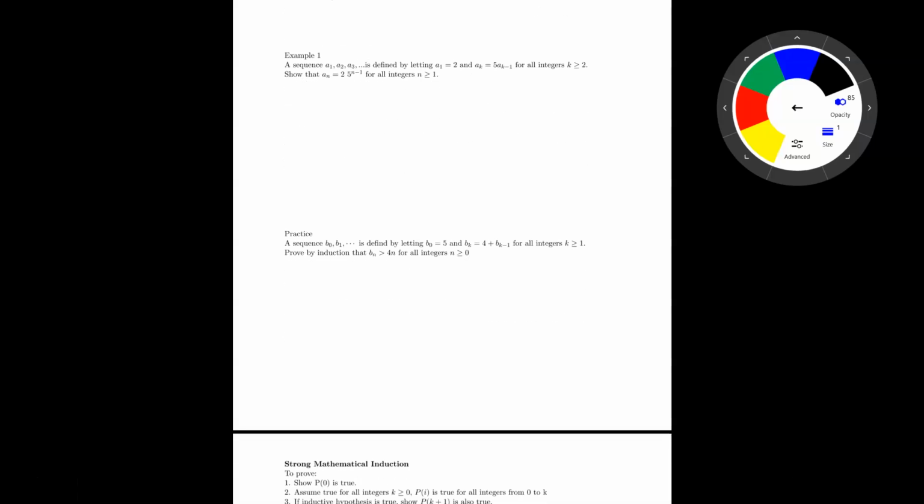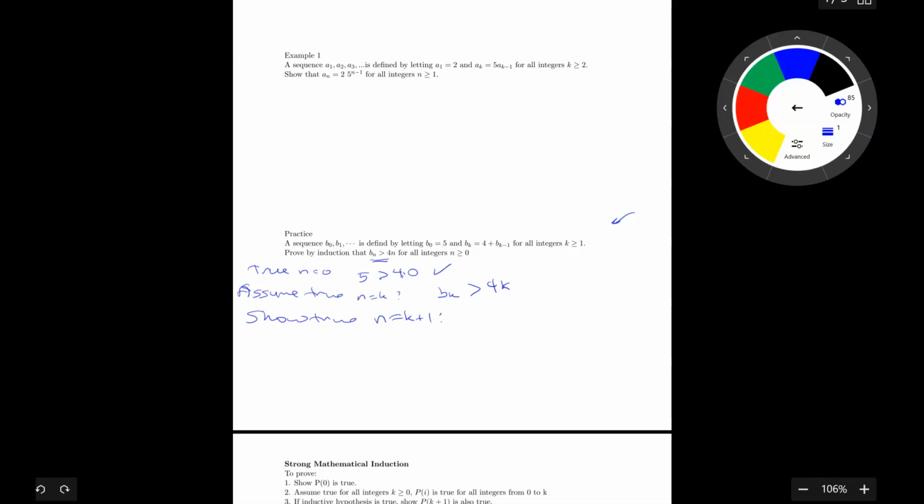Okay, so I just thought I would talk you through this example that we had with our group work. You're going to start with, remember you're always proving this. So you want to show true for n equals 0. So b sub 0, which is 5, is greater than 4 times 0, check, right? 5 is greater than 0. Okay, so assume true for n equal k. So b sub k is greater than 4k. So now I want to show true for n equal k plus 1. All right, so b sub k plus 1 is greater than 4 times k plus 1.